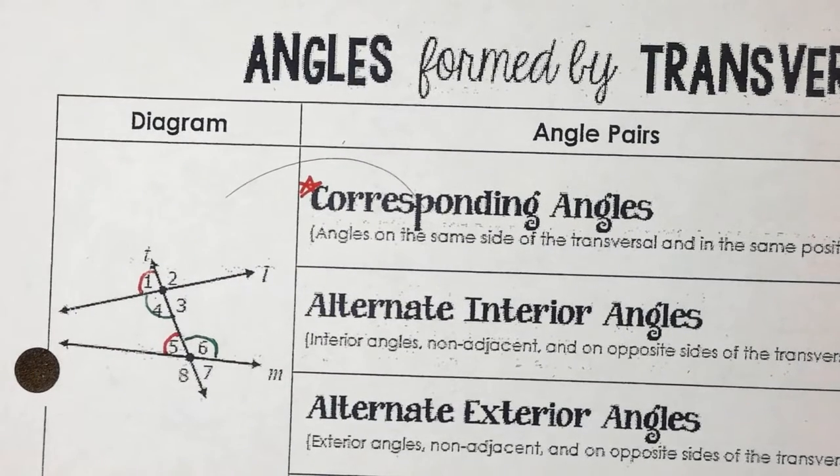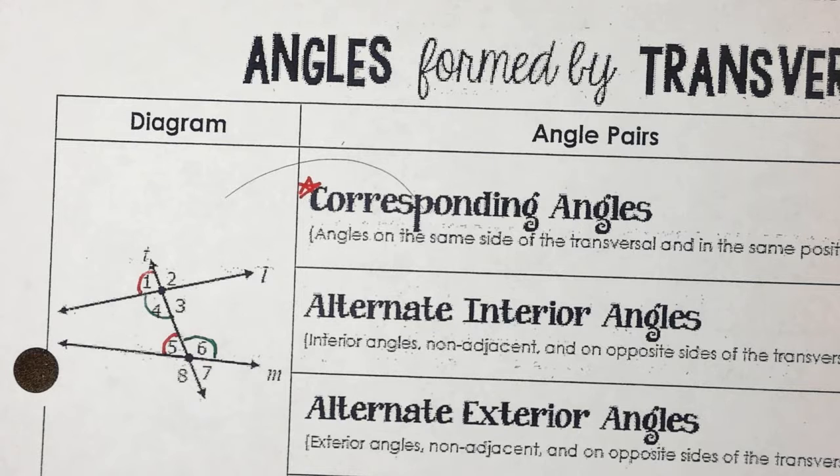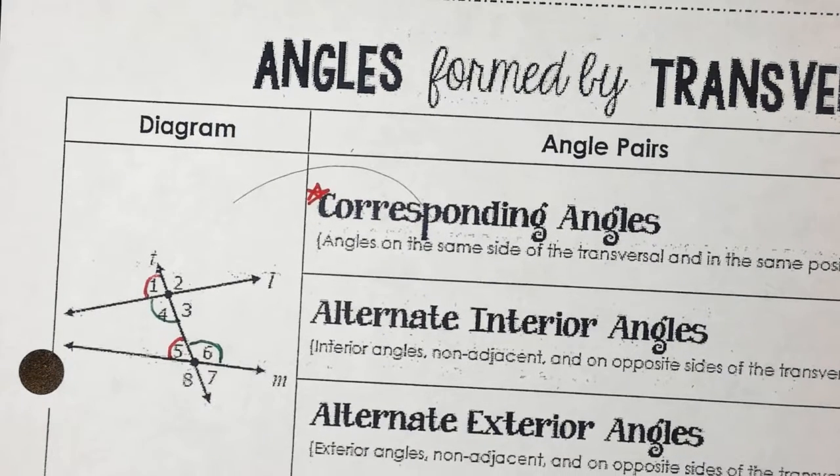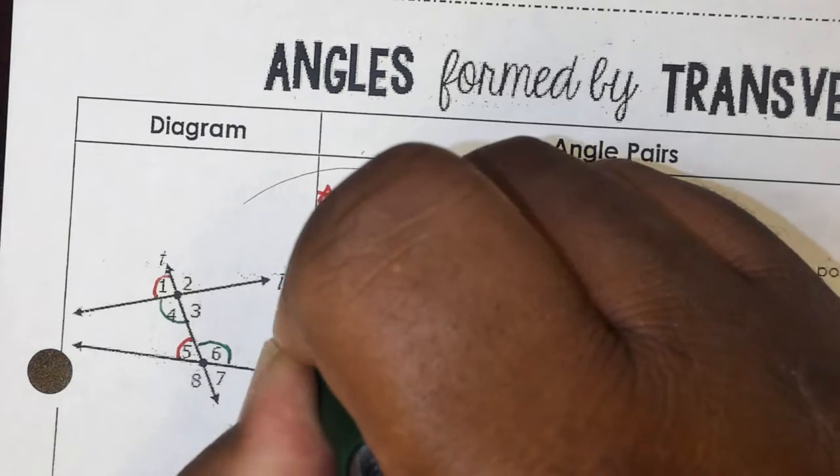Don't get that confused with, you didn't even ask this question, but I'm going to just throw it out there. 3 and 4 are not alternate interior angles. They're on opposite sides of the transversal, but they're adjacent. They're interior, but they're adjacent. It's non-adjacent interior angles on opposite sides of the transversal. Angle 4 and 6 will be alternate interior. 3 and 5 alternate interior. So that we did. I did that one in green.